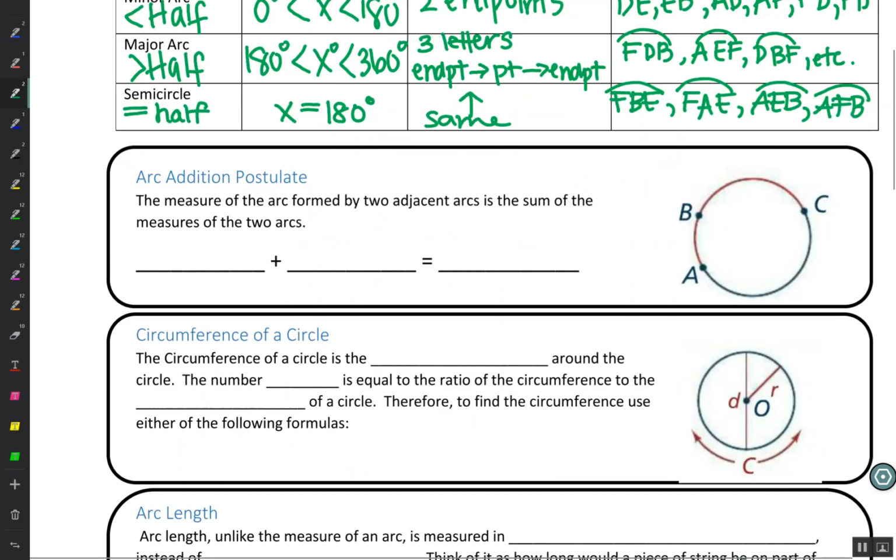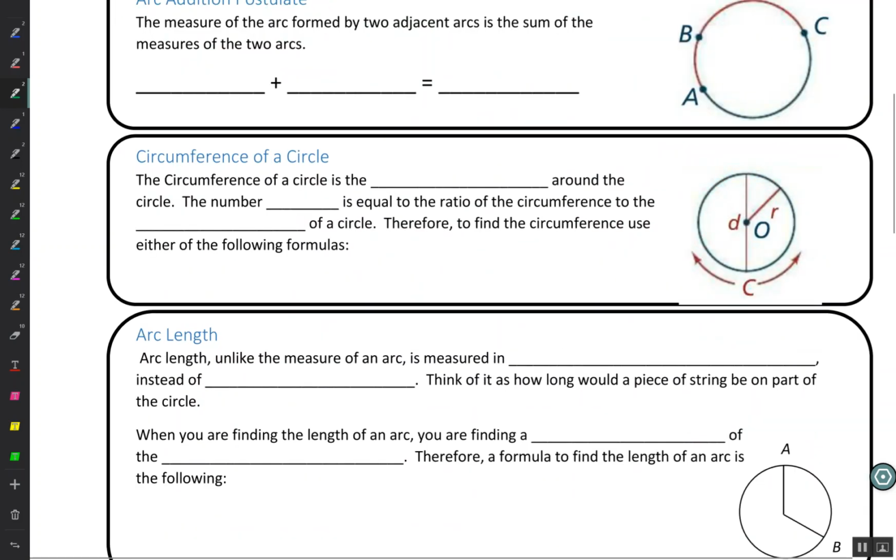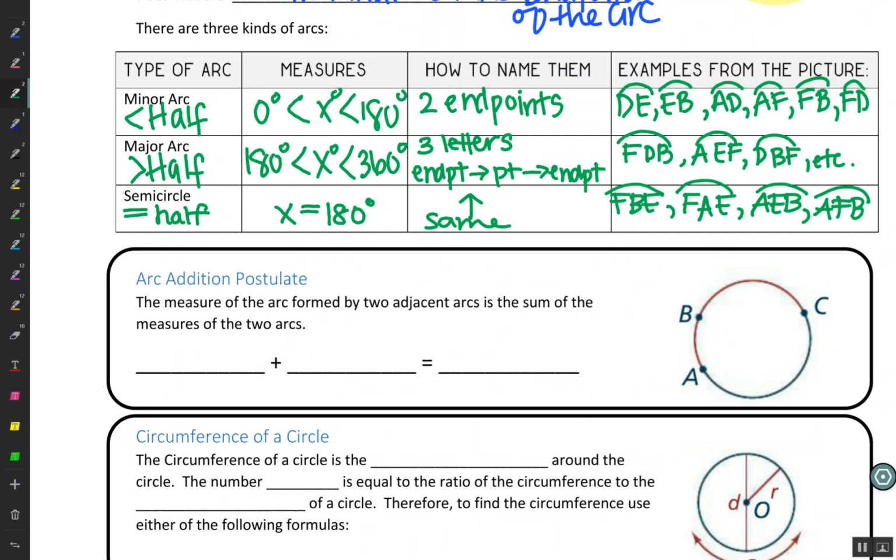All right, one more thing that we're going to talk about before we talk about circumference or arc length is the arc addition postulate. So just like we had a segment addition postulate and an angle addition postulate, we have this thing called the arc addition postulate.